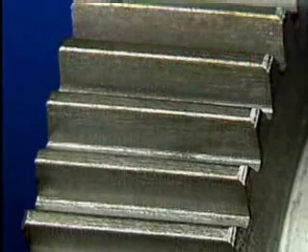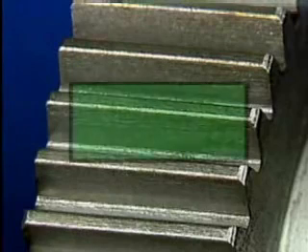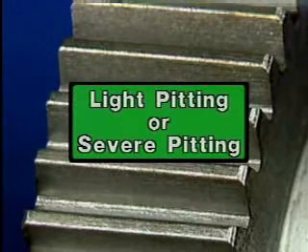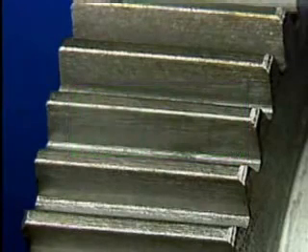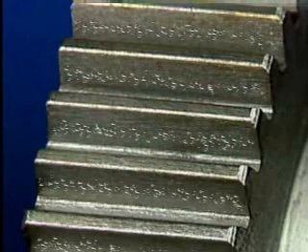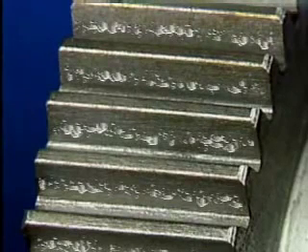Another common type of gear problem that you need to be familiar with is pitting. Pitting may appear as either what's called light pitting or severe pitting on a gear's tooth. Light pitting appears as very fine holes or cracks in the face of a gear. Light pitting can be expected in a gear set as the gears age. Severe pitting appears as large holes in the surface of a gear's teeth, and severe pitting will eventually cause the teeth to break.